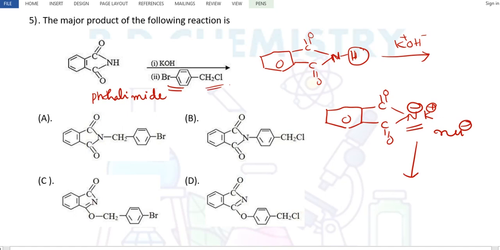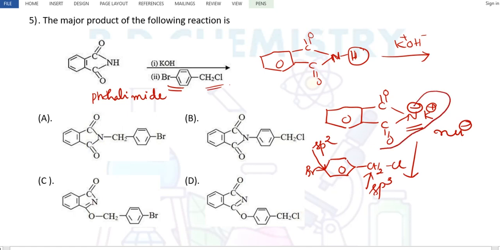Now here the halide given is a benzene ring attached to Br, and attached to CH2 and Cl. The carbon atom attached to Br is an sp2 carbon atom, and this is the sp3 carbon atom. Now tell me, this nucleophile can easily attack which halogen-containing carbon atom? The sp3 carbon atom. Easy to break it. Okay. So therefore finally we are going to get the structure like this.